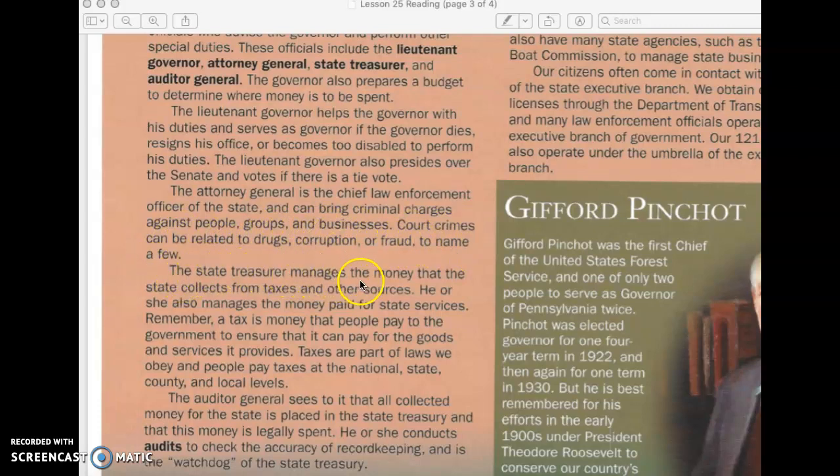The state treasurer manages the money that our state collects from taxes and other sources. He or she also manages the money paid for state services. Remember, a tax is the money that people pay to the government to ensure that it can pay for the goods and services it provides. Taxes are part of laws we obey, and people pay taxes at the national, state, county, and local levels.